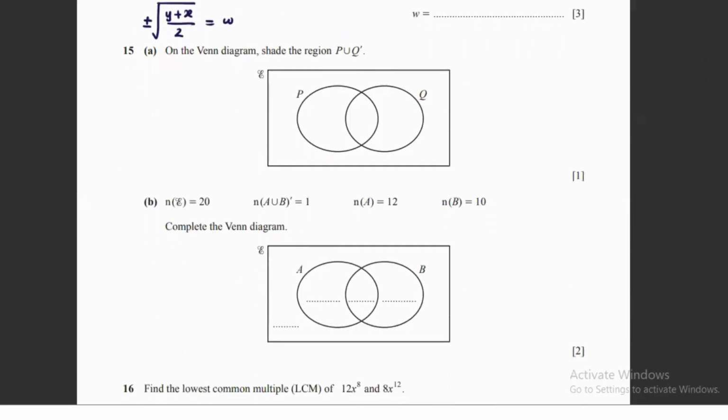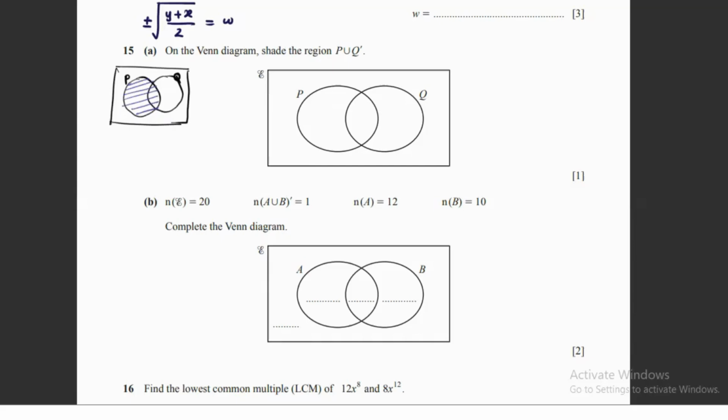In question 15, on the Venn diagram, shade the region P union Q complement. So I'm going to draw a small shape on the side. I'm going to explain what's really happening here. And then the final answer, I'm going to put in the diagram that is given in the question. This circle is labeled as P. This is labeled as Q. So first, P means I need to shade the entire circle for P. This is the entire circle for P.